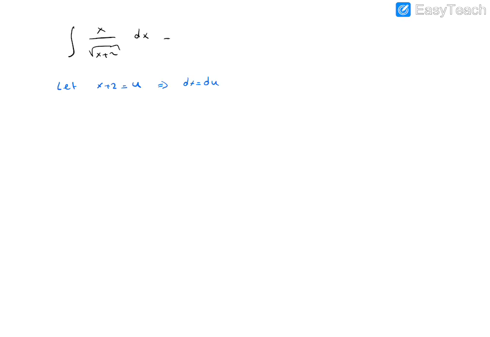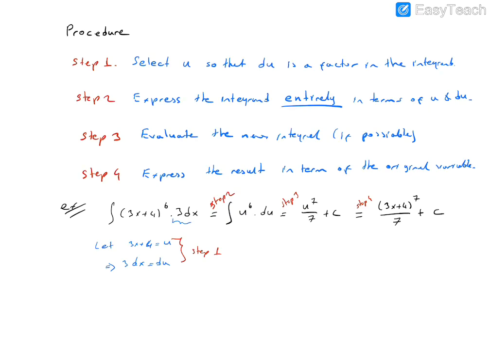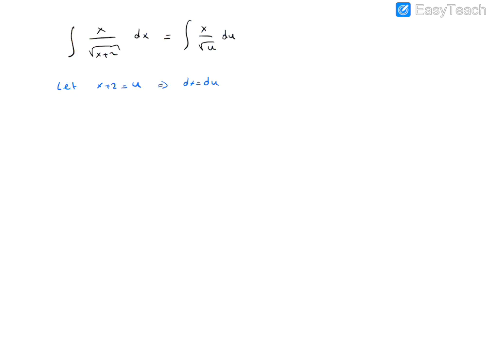So what is our integral here? We have an x over the square root of u, and dx is du. But it is not logical to write x over the square root of u because of step 2. Step 2 says to express the integral entirely in terms of u and du. But here we have x. So this is not a good idea. We should write x in terms of u. This is the trick. From here, x is u minus 2. So instead of x, you should write u minus 2.